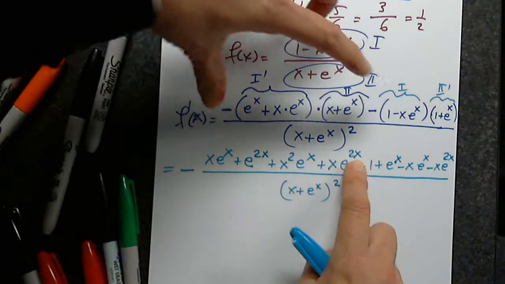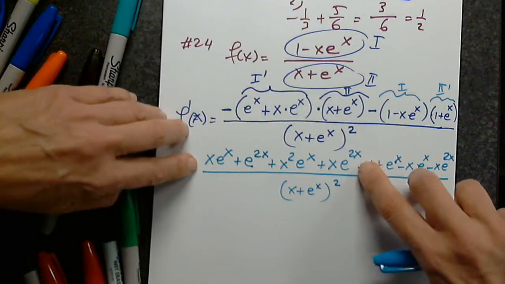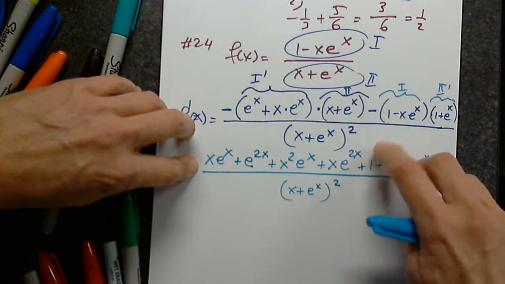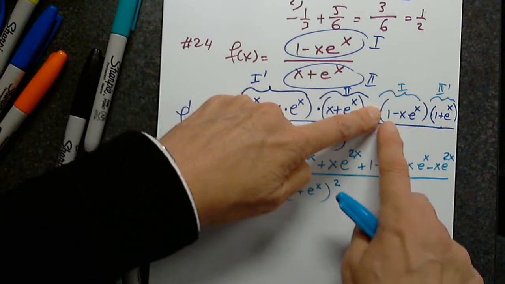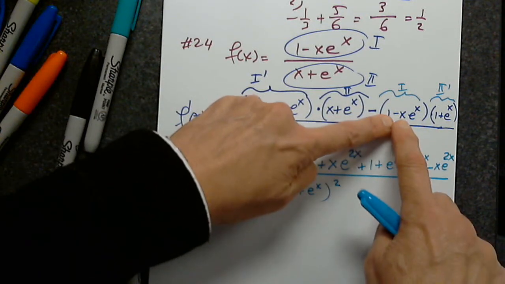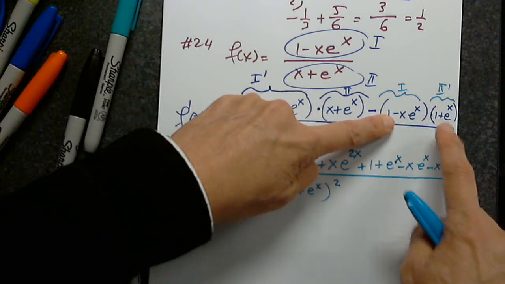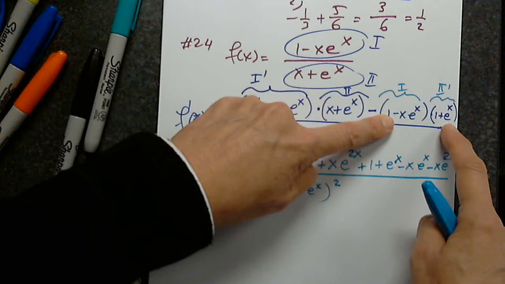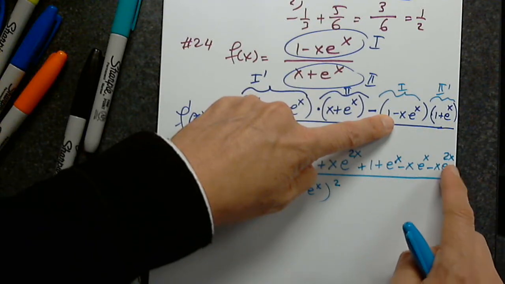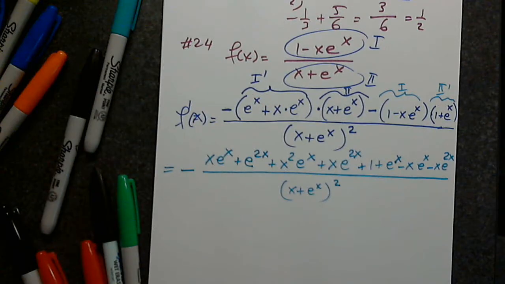So far so good? This product is this. Then plus, because we took the minus in front, 1 distributed to 1, 1 distributed to e to the x, negative x e to the x distributed to 1, and negative x e to the x distributed to e to the x, negative x e to 2x. Are we okay?